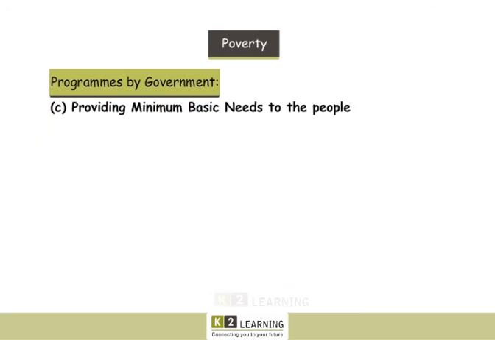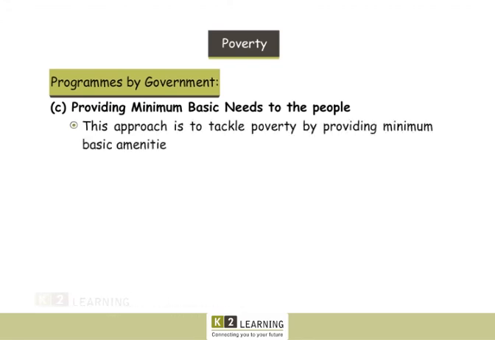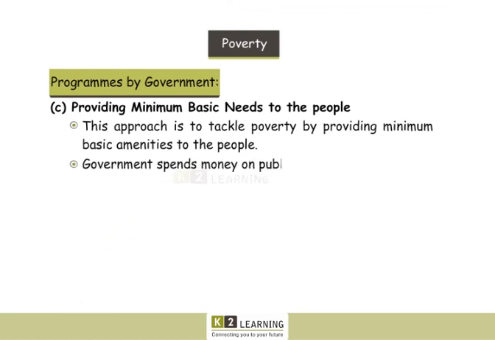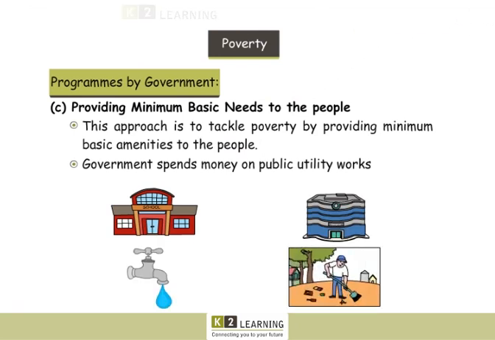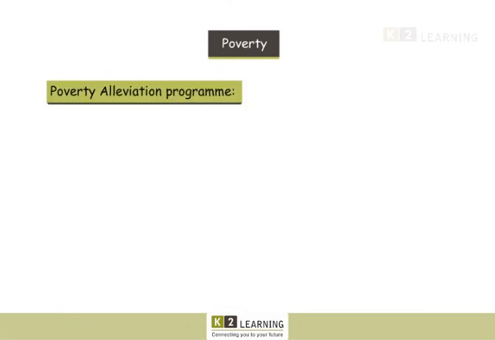Providing minimum basic needs to the people. This approach is to tackle poverty by providing minimum basic amenities to the people. Government spends money on public utility work such as education, health, water supply, sanitation to improve the standard of living of the people. Poverty Alleviation Program, a critical assessment.